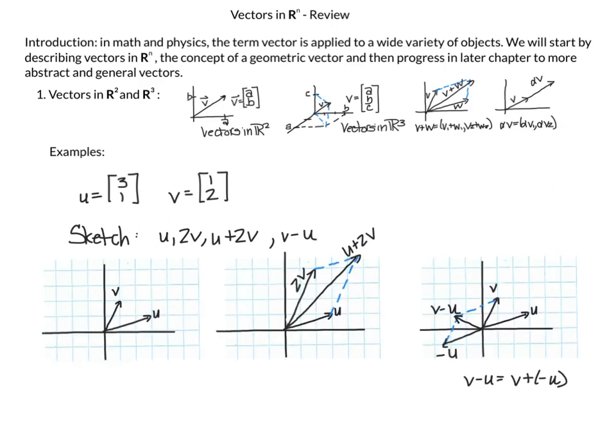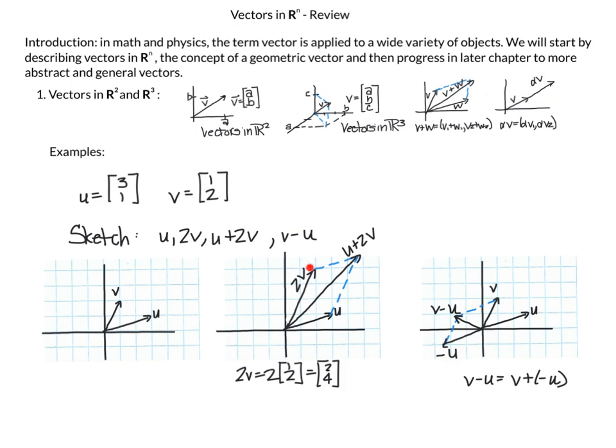So here I have u equal to (3, 1), so I went over 3 units on the x-axis, up 1 on the y. Here I have v equal to (1, 2). I go over 1 unit on the x-axis, up 2 units on the y. Next I want to look at 2v. So 2v is just the vector v in the same direction but twice as long. I can also do this algebraically by multiplying 2 times v, which gives me (2, 4). So here I have (2, 4).